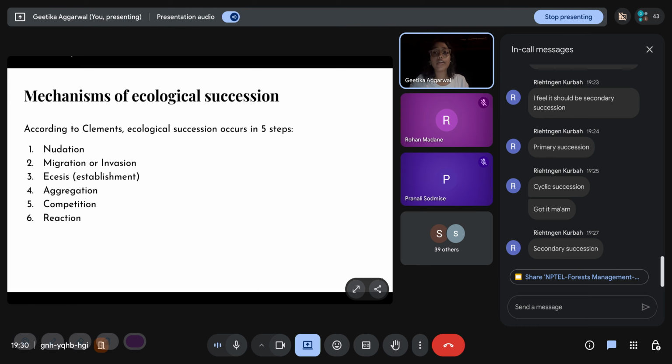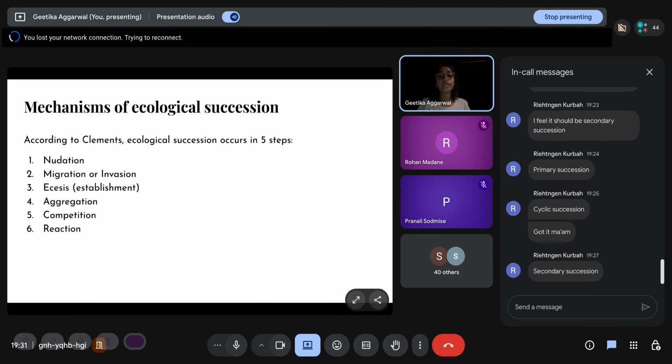Then there's going to be some reaction. Because of these different species being together and how they're affecting the area, because the lichens had some sort of a reaction on the rock, they broke down the rock into soil, and then eventually the grasses will have some more reaction, they'll break it down further and they'll increase.